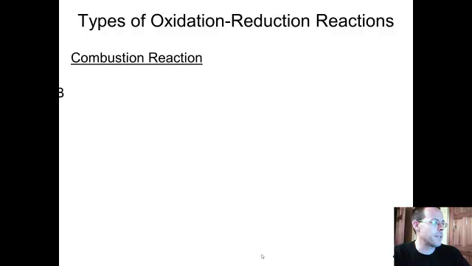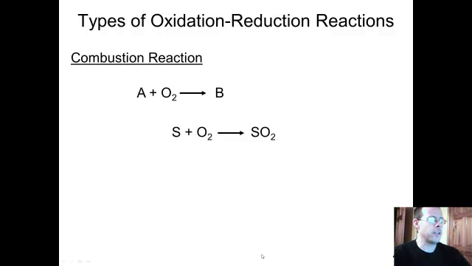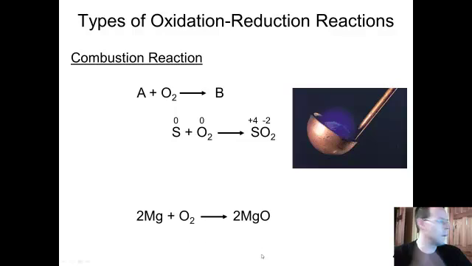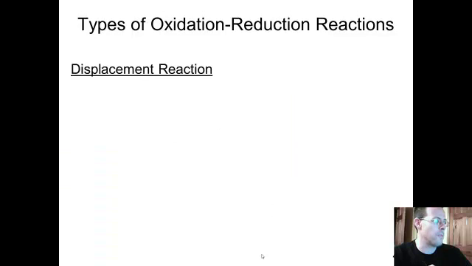Next type is combustion reactions. Combustion is simply any time we react anything with oxygen. Some examples: sulfur plus oxygen yields sulfur dioxide. And again, we start with 2 elements, so they're both 0 oxidation states, and they end as something bigger than 0 or less than 0. Another one would be magnesium and oxygen, and we've seen that one a couple times before. So combustion is any time we react anything in the presence of oxygen.